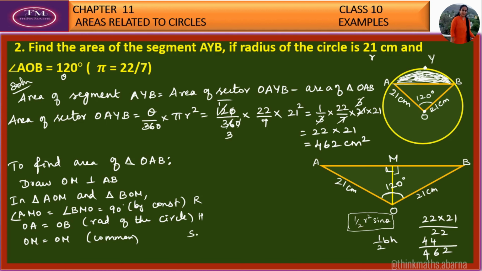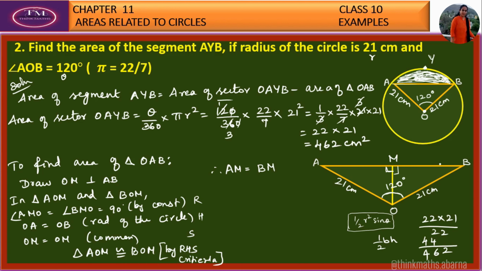So by RHS criteria, we have triangle AOM congruent to triangle BOM. The reason is by RHS criteria. So as we have this congruency, we know their corresponding parts are equal. So what are their corresponding parts? We will have AM equal to BM. So therefore, AM equal to BM.